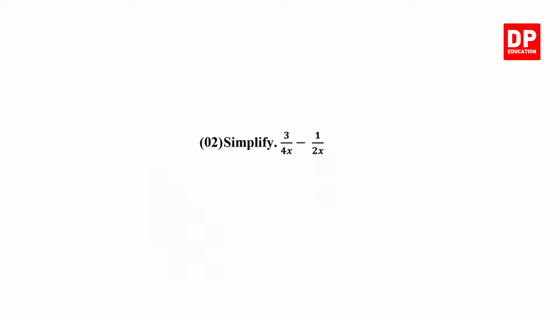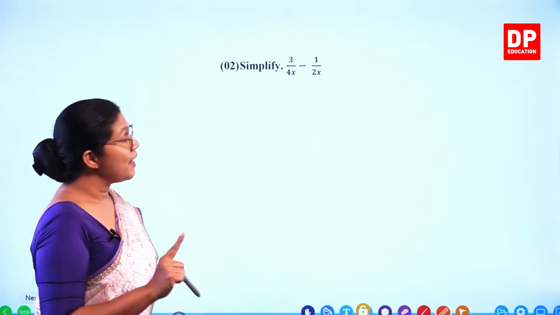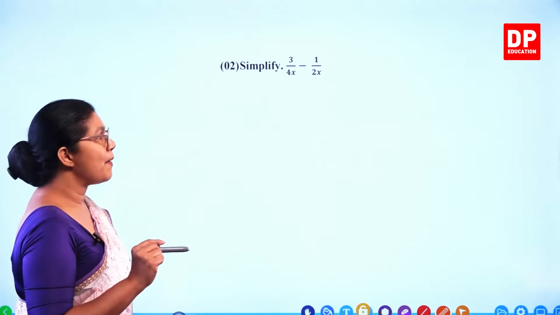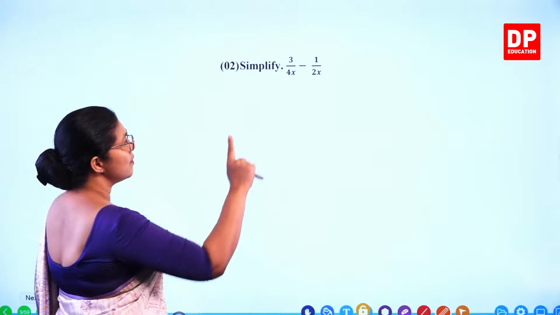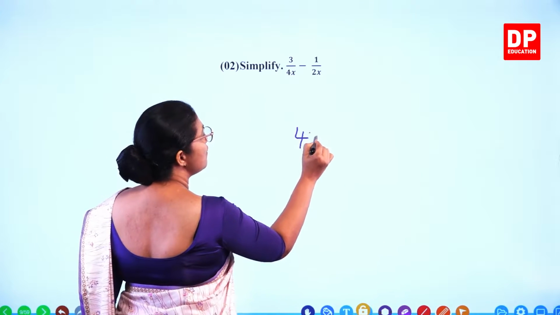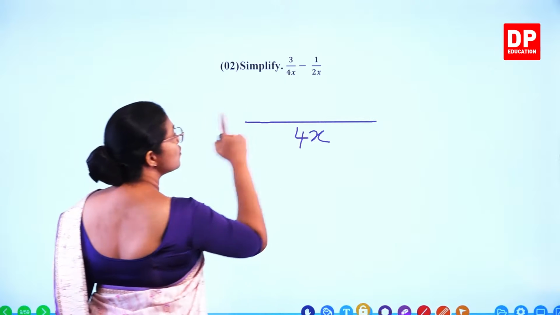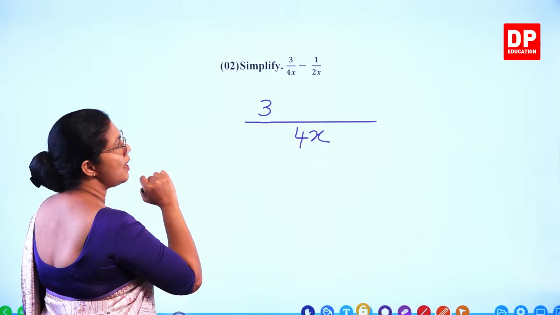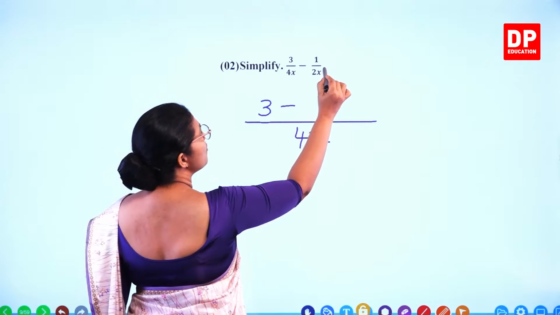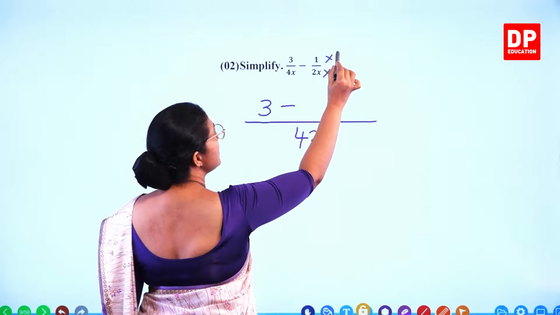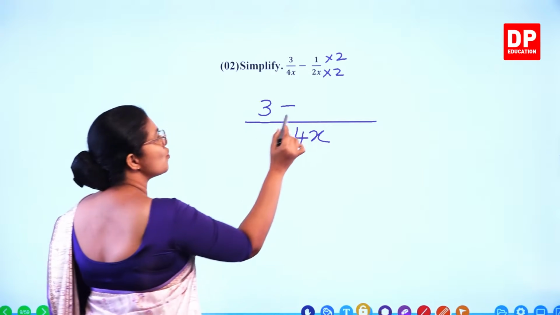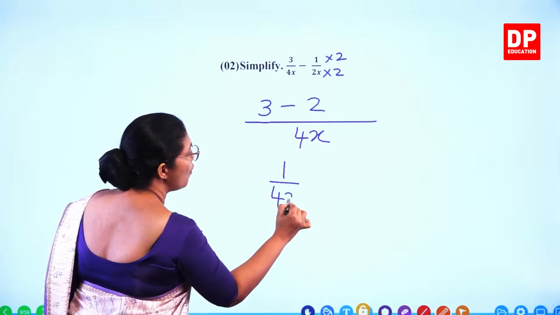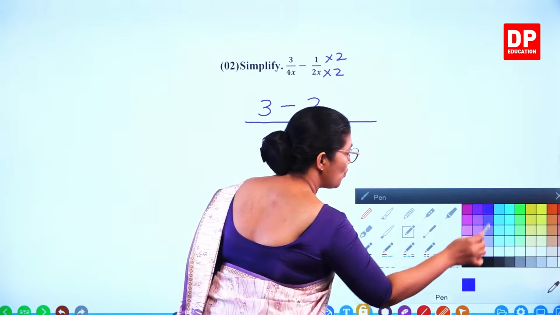Question number 2, simplify. So here, algebraic fractions with different denominators, 4x and 2x. What's the lowest common multiple of 4x and 2x? So that's 4x. So you convert both the denominators to the same thing. So here you don't have to do anything for the first fraction. And for the next one, you have to multiply by 2 to get 4x in the denominator. So 1 times 2 becomes 2. So 3 minus 2 is 1 over 4x. You get 2 marks for that.